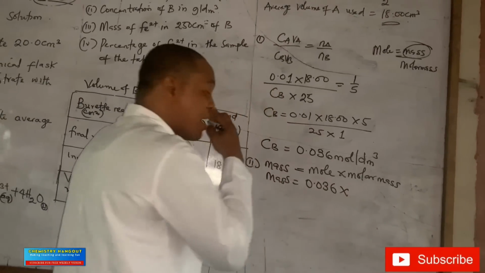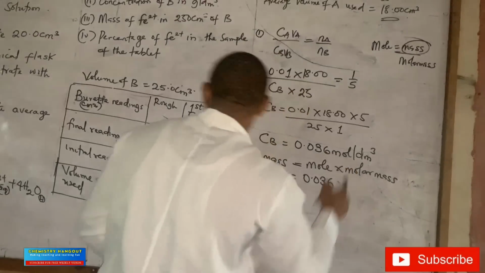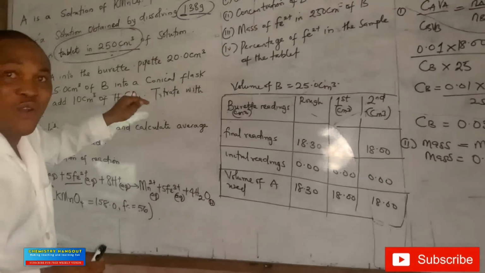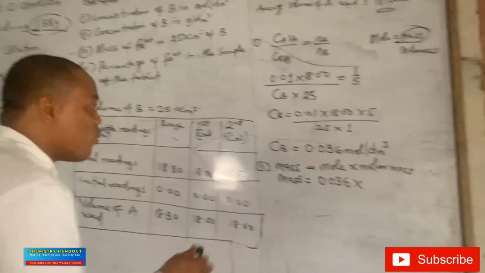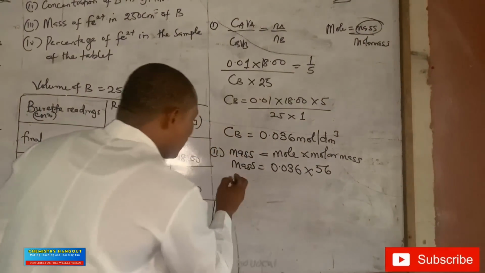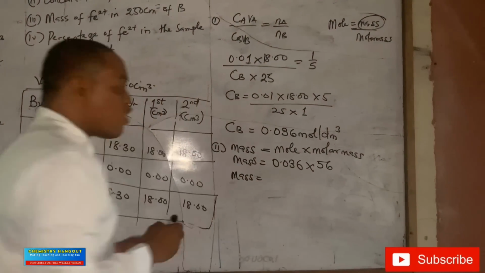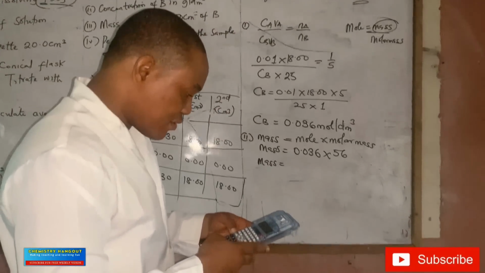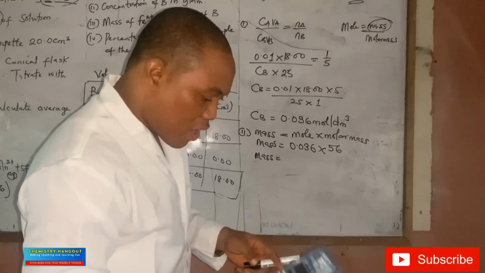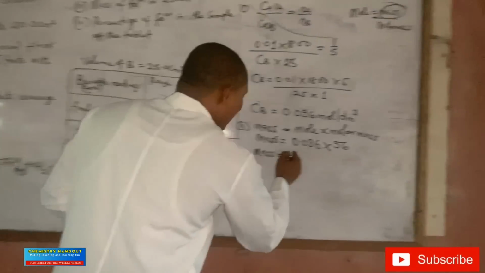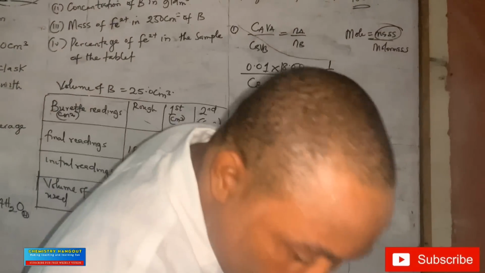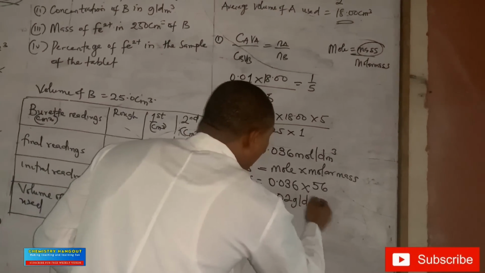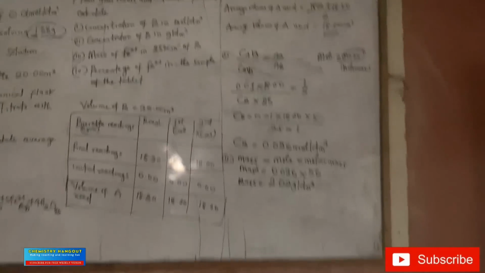0.036 times molar mass of B. That's iron now. They are giving us here, you can see they didn't give us the molar mass of the solution. B now, so that will be 56. So the mass will be equal to 0.036 times 56. That's giving us 2.016, approximately 2.02 gram per dm cube. I want to believe this is clear, very clear.